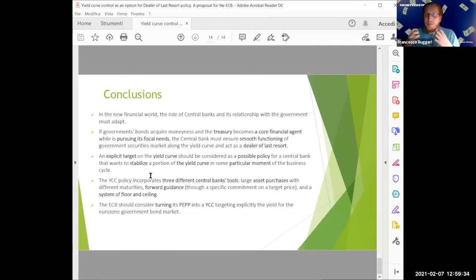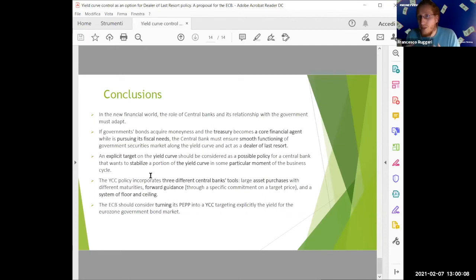I think that an explicit target on the yield curve rather than a quantitative easing program is a powerful tool and must be considered as a possible policy for central banks that want to stabilize the government bond market. The strength of the yield curve control policy is that it is a mix of three different kinds of central bank tools: quantitative easing, forward guidance, and the floor and ceiling system.